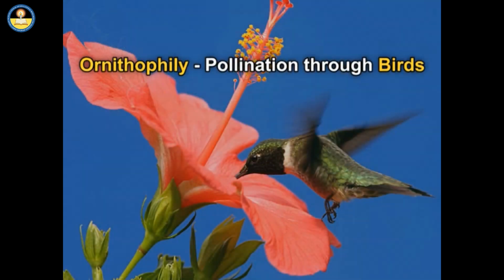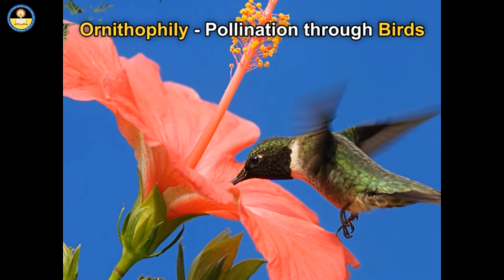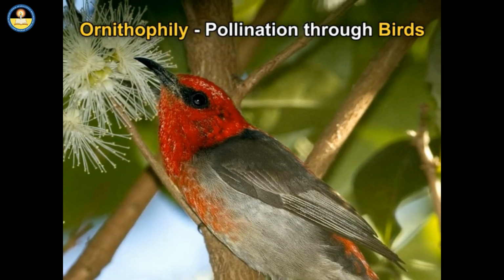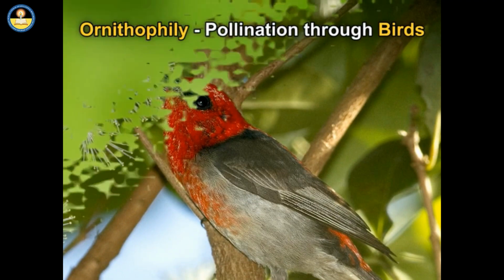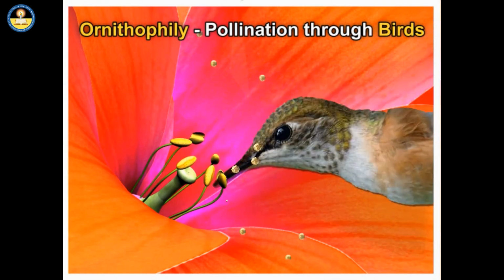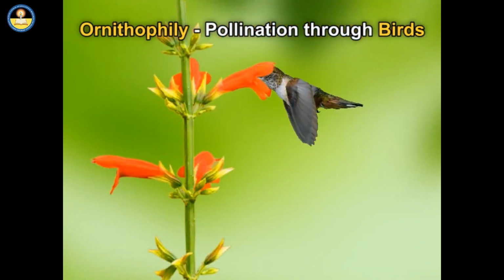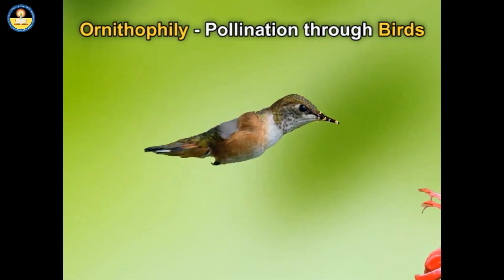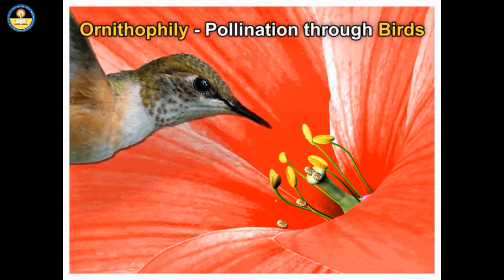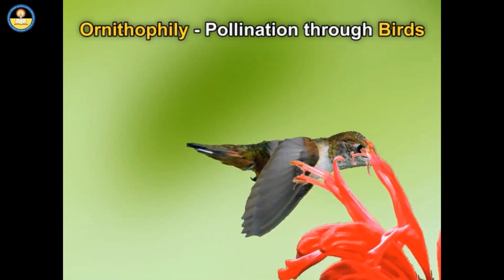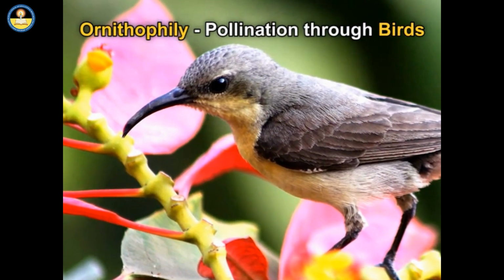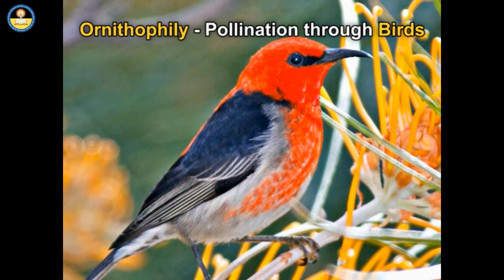Ornithophily. Pollination through birds. Birds can obtain only one staple food from flowers, and that is nectar. A bird goes to suck nectar from a flower and the pollen gets stuck to its body. The bird-pollinated flowers have funnel-shaped or tubular corollas which are brightly colored. The common bird pollinators are hummingbirds, sunbirds, and honey eaters.